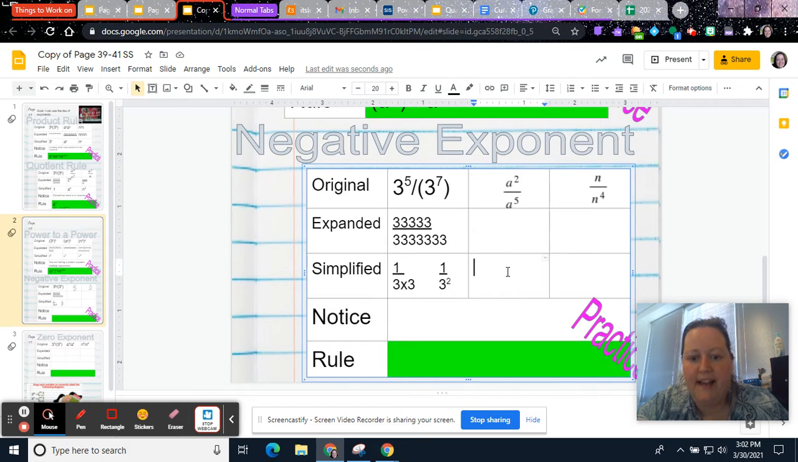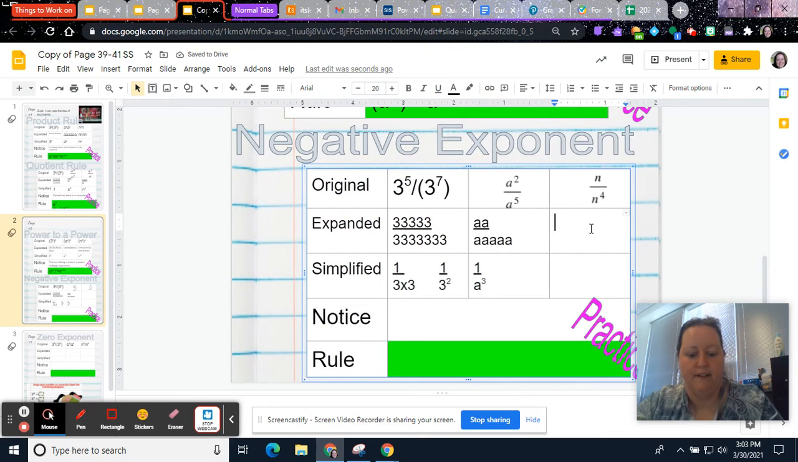If I do it with the a's, I have 2 a's on top. I have 5 a's on bottom. And so when they cross out, these cross out, these cross out, now I have 1 left on top because there's no a's on top. And then on bottom, I have 3 a's. So that's a to the 3rd.